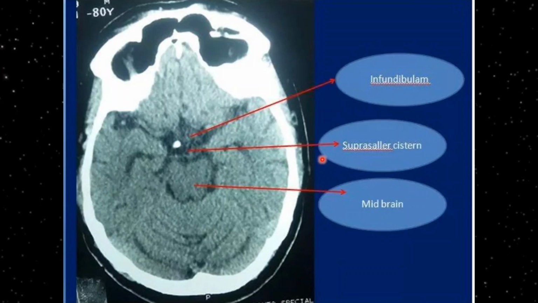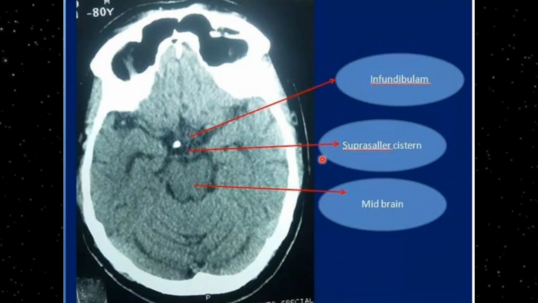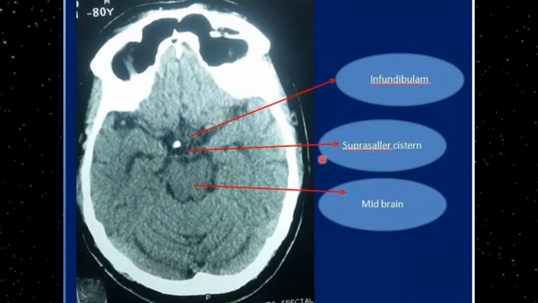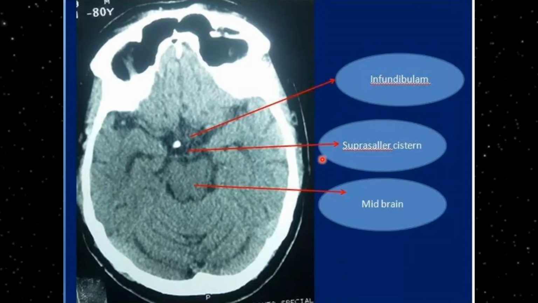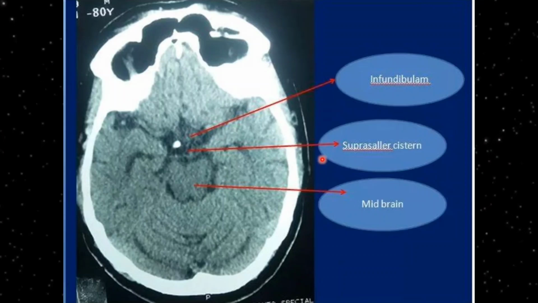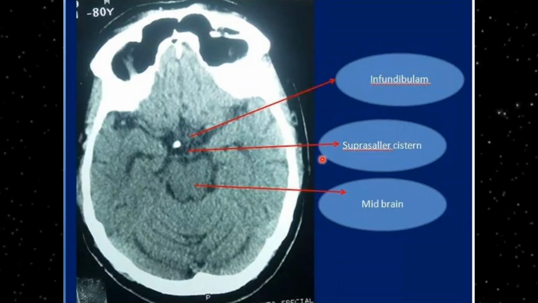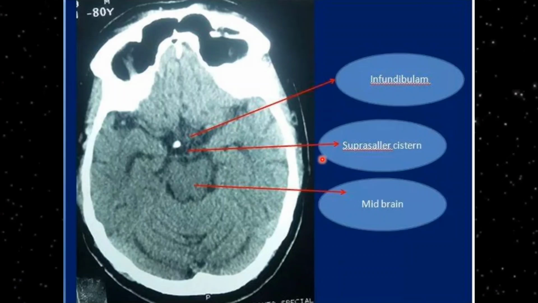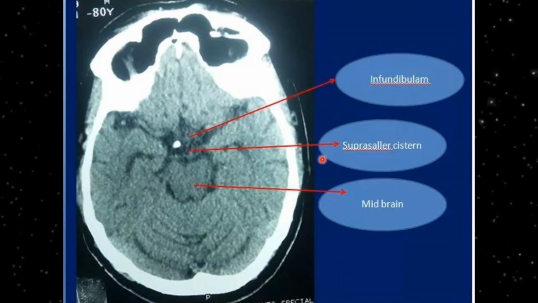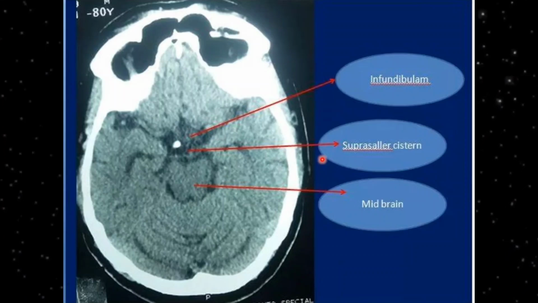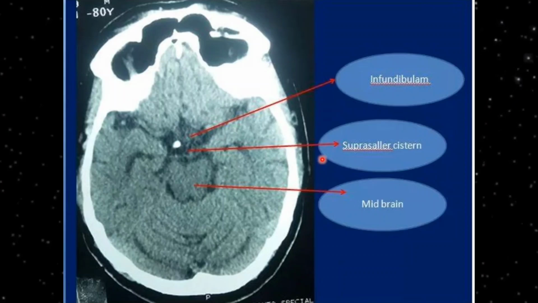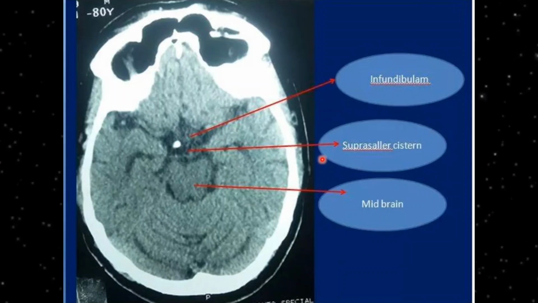Here again you can appreciate on this image the infundibulum, this thin white line, and the suprasellar cistern is visible in this image. You can also appreciate the midbrain, and posterior to the midbrain there is a quadrigeminal cistern. So posteriorly and anteriorly you can appreciate the rest of the structures of the brain.